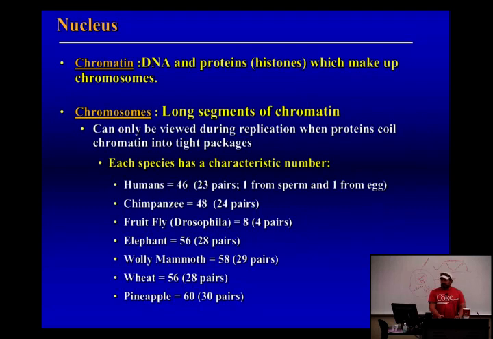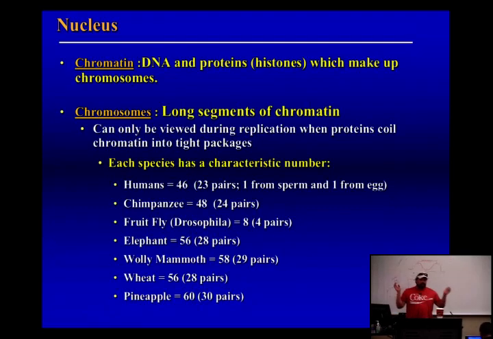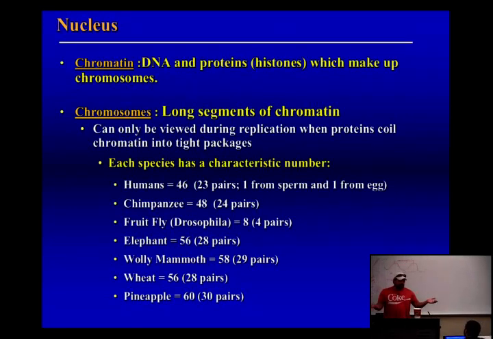Chromo means color, and some means part. Remember, that's why chromosomes got their name, from the methylene blue stain that you did in lab. Chromosomes are actually long segments of something we call chromatin. So what's chromatin? Chromatin is DNA combined with proteins, and there's a reason for chromatin.